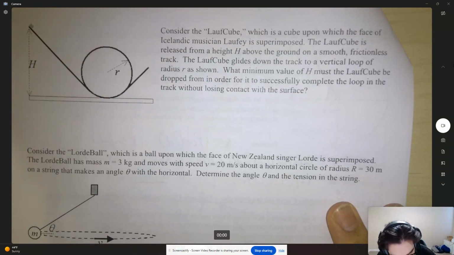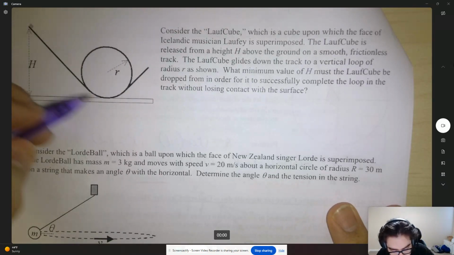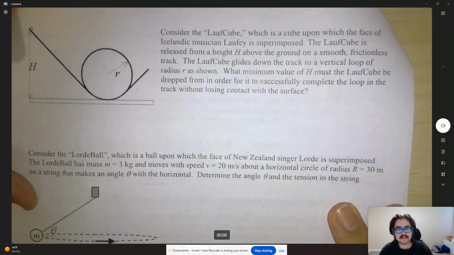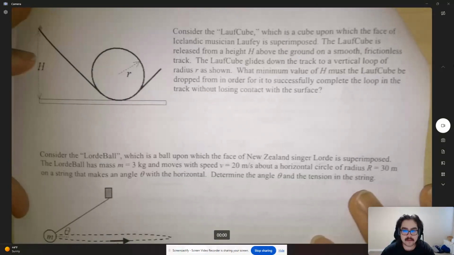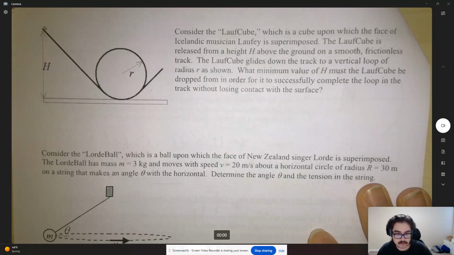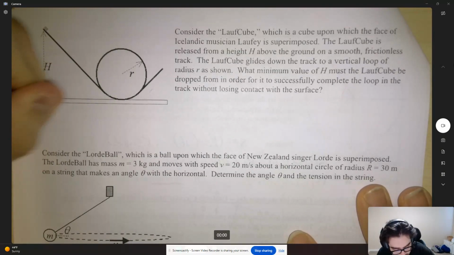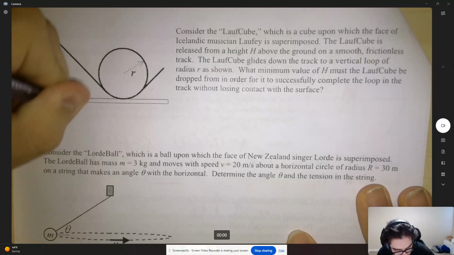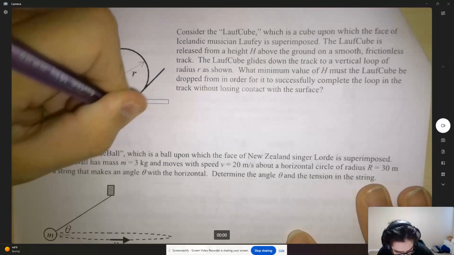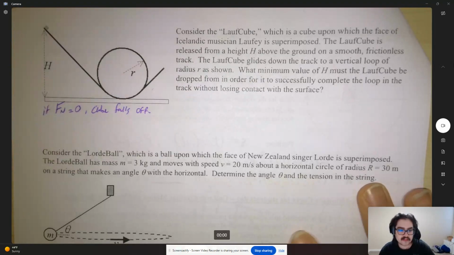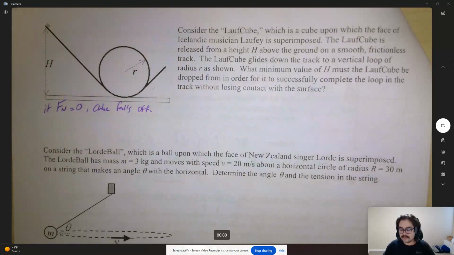Suppose we have the cube at the top. It's released from a height h above the ground on a smooth frictionless track. It glides down and goes through the vertical loop. What's the minimum height I need to release the cube from? To figure that out, I'm going to use a couple of important physics principles. The first is that if the normal force is equal to 0, the cube falls off. And Levi can never fall off, so we don't want that.